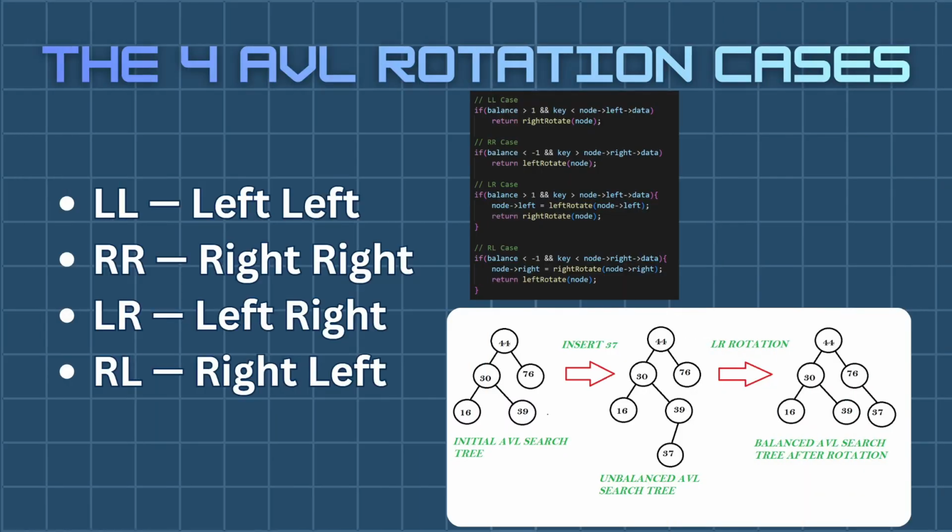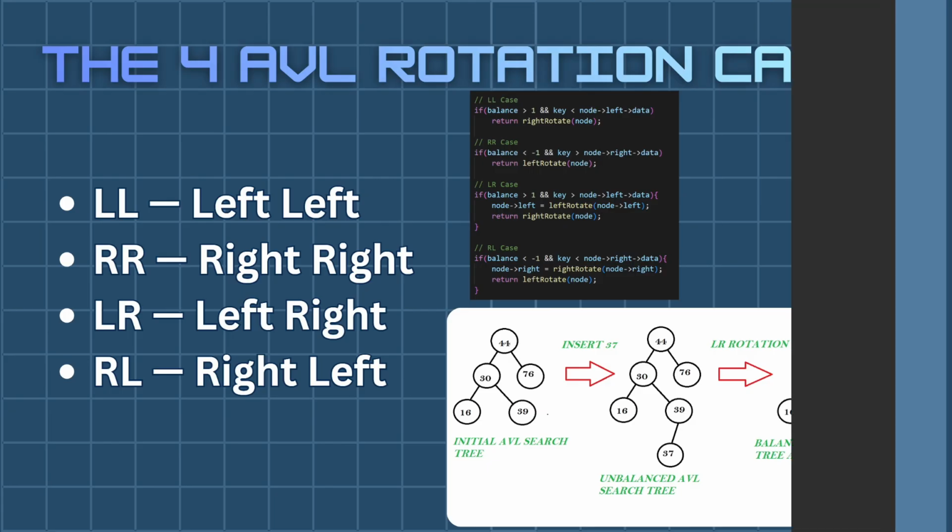There are exactly 4 imbalance cases in an AVL tree. They are named based on where the insertion happens relative to the unbalanced node. The cases are left-left, right-right, left-right, and right-left. 2 of these cases use a single rotation, and the other 2 require double rotations.